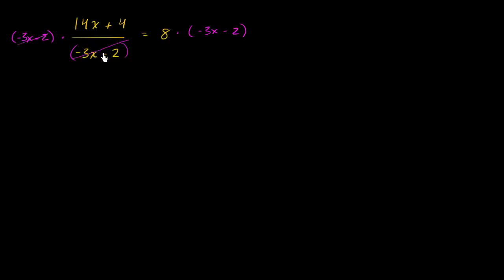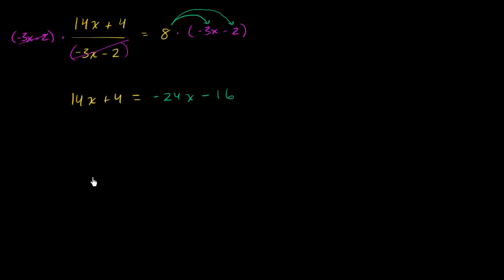And so you're left with, on the left-hand side, your 14x + 4. And on your right-hand side, you just have to multiply 8 times (-3x - 2). So you are left with, well, 8 times -3x is -24x, and then 8 times -2 is -16. And there you have it. We have simplified this to just a traditional linear equation. We've got variables on both sides, so we can just keep simplifying.